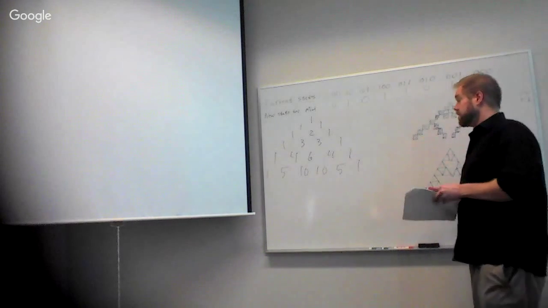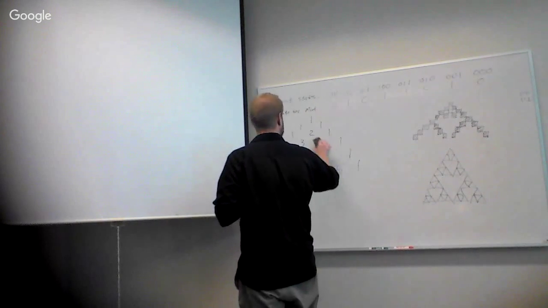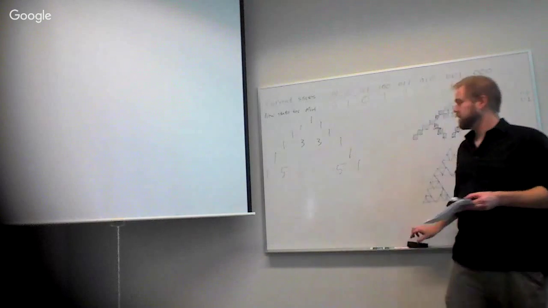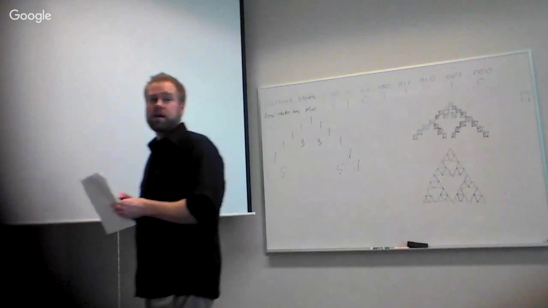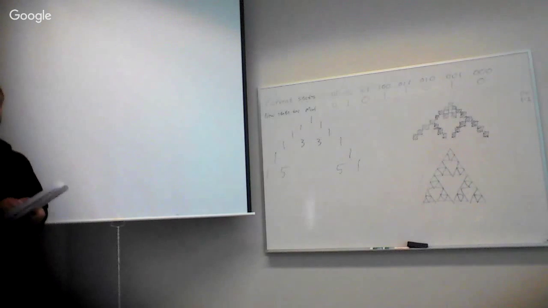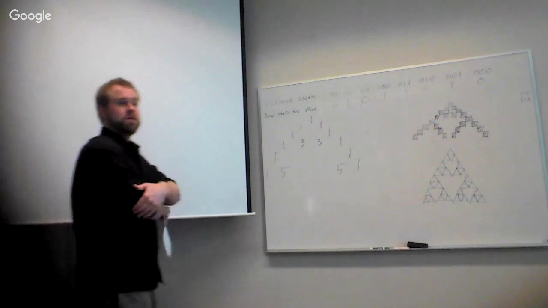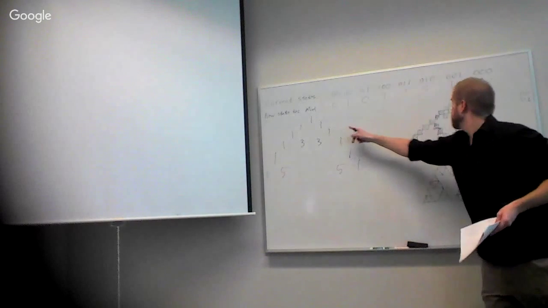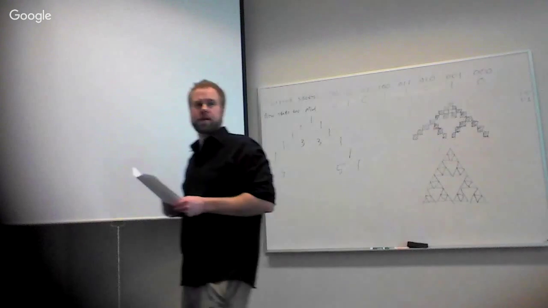Cool. So what happens if I erase all the even numbers? You end up with something. Oh, six is even too. Okay, it's the same pattern. Can anyone see why this should be so? This is the same pattern as this guy. You're adding your two neighbors.